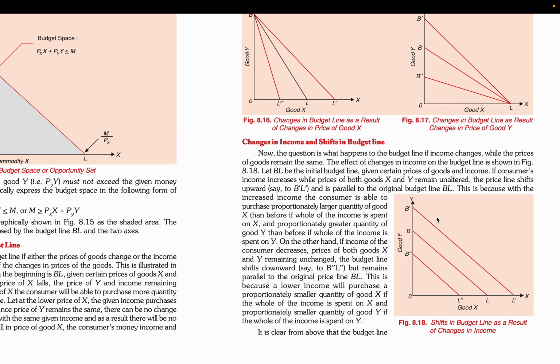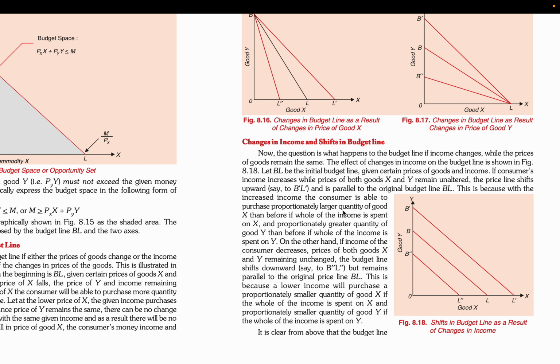The effect of changes in income on the budget line is shown in figure 8.18. Let BL be the initial budget line. Given certain prices of goods and income, if the consumer's income increases while the prices of both goods X and Y remain unaltered, the budget line shifts upward. It is going to shift upward because the income is increasing, and it is parallel to the original budget line. Why? Because the prices have not changed.